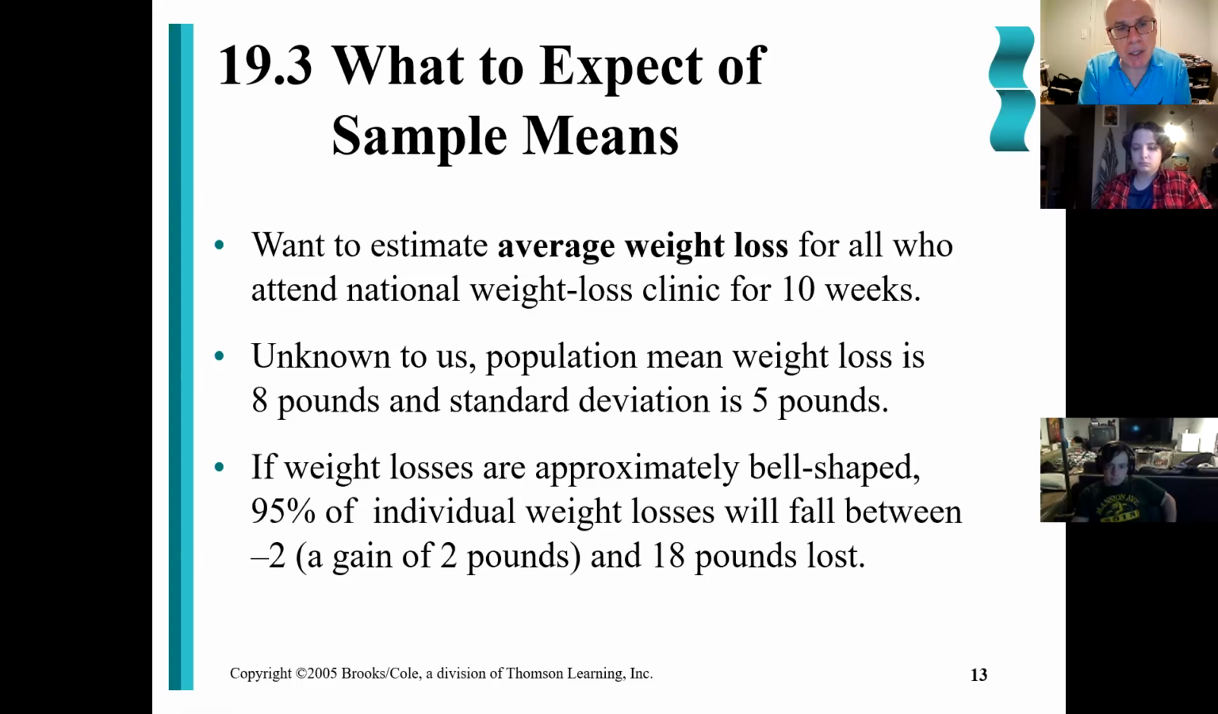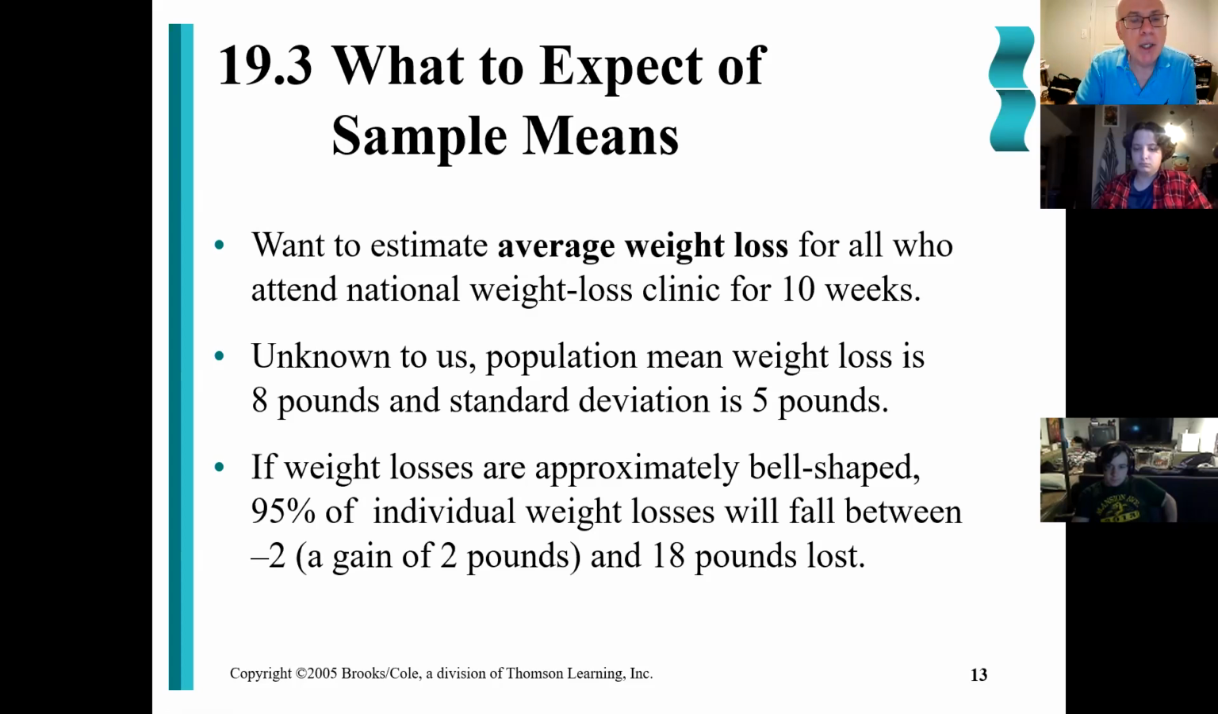Now, how about if, instead of dealing with proportions, because sometimes that's what we do, we have categories and we count the number of people in each category. What if we're actually measuring something? For example, we're measuring a person's weight loss from attending a weight loss clinic for 10 weeks. Suppose, unknown to us, the population mean weight loss from this clinic, which would include not just people who've taken this program in the past, but people who will be taking it in the future.